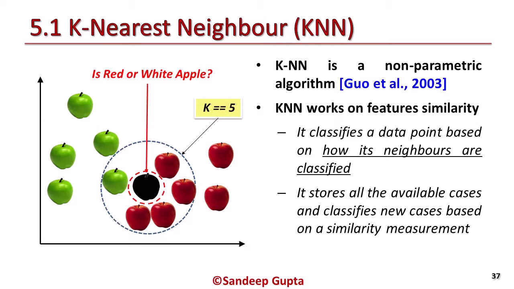Look at the example in the slide. Is the apple red or green? With the number of neighbors, that is k, set to 5, the model predicts the new query as a red apple. In the next slide, you will learn how to determine k.